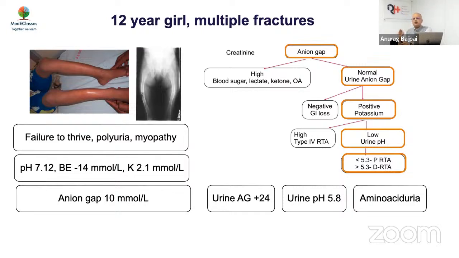But the key message is look at the case. The first case was a young child who had presented very early. That's more like a proximal RTA. This is a later severe presentation, more like a distal RTA. Fractures I have generally seen mainly with distal RTA, or in very, very young children, then it's proximal RTA. So this becomes important.